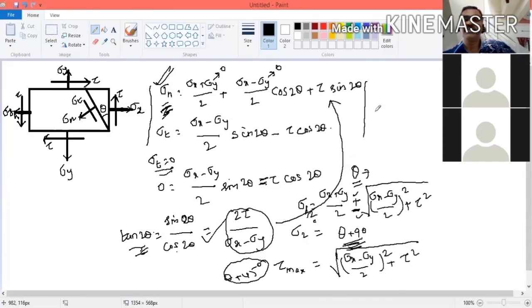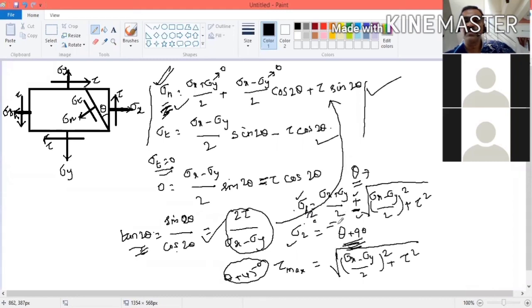So now this is a generalized equation. This can be used to calculate sigma n at any angle. This generalized equation can also be used to calculate sigma t at any angle. Now from sigma n we calculated sigma 1 and sigma 2, that is maximum sigma n and minimum sigma n, that is maximum principal stress and minimum principal stress.